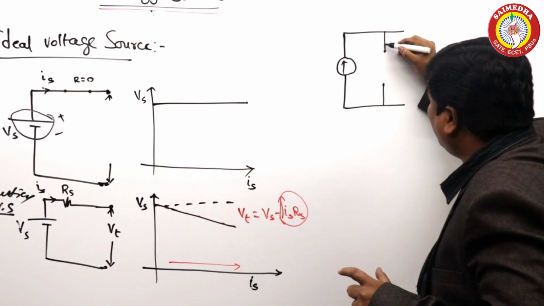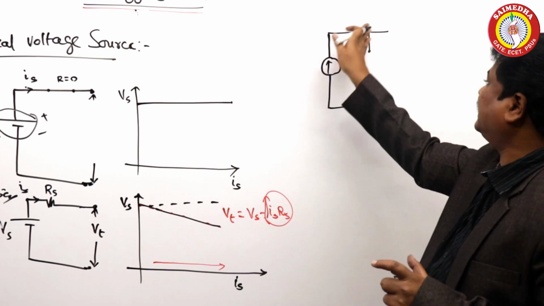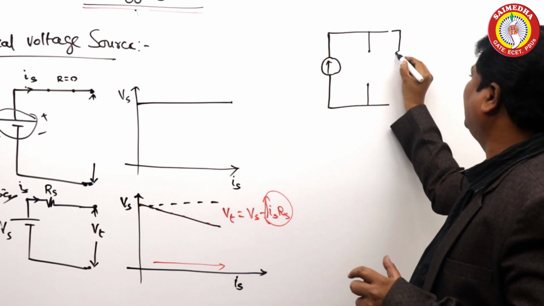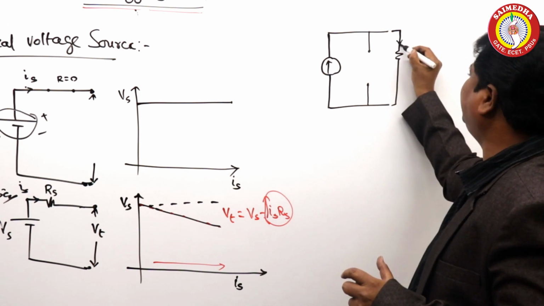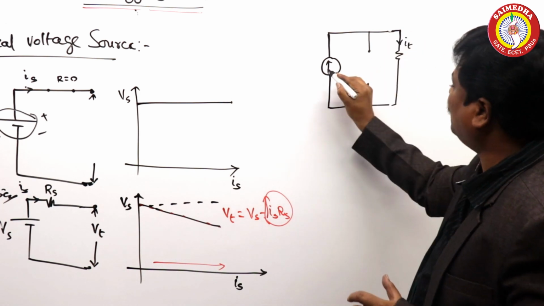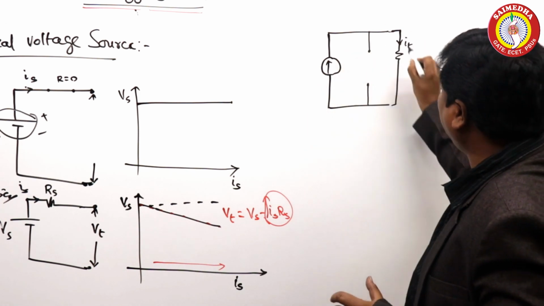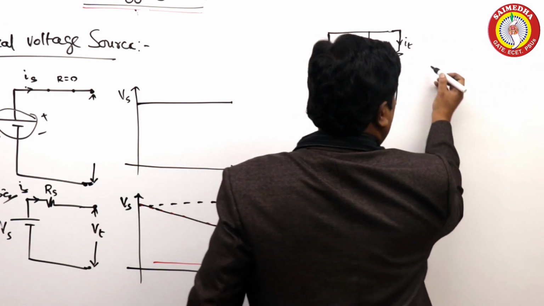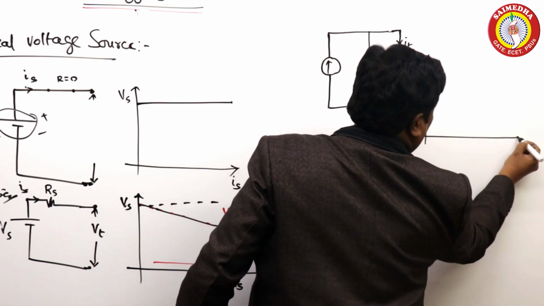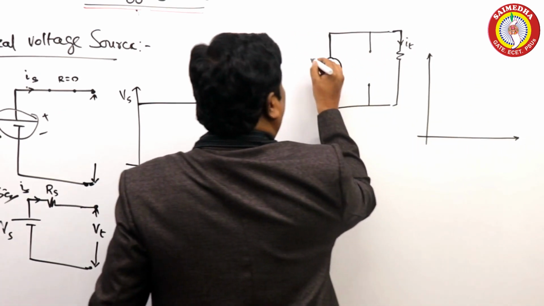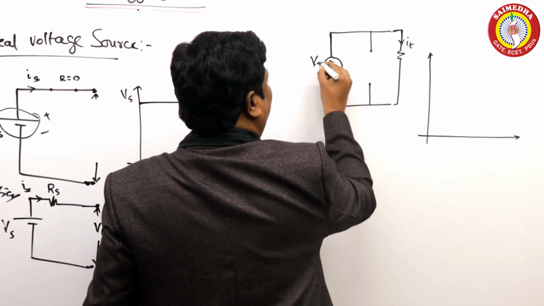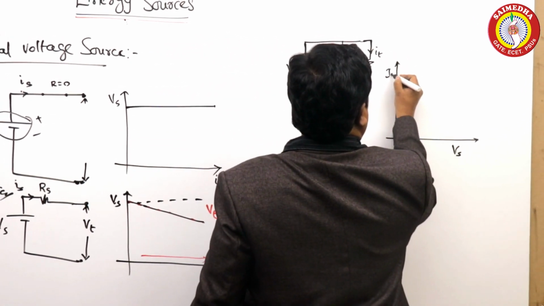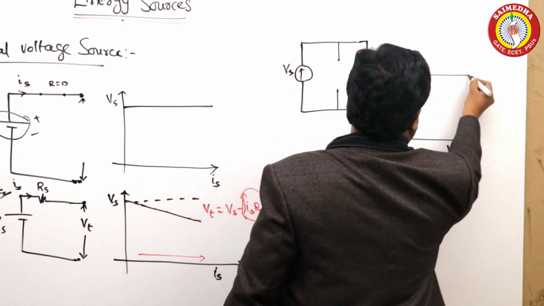No current will drop inside. The entire current will pass through the load only. This is what gives you the resultant current IT. Whatever the current is here, the entire current will pass through this one. So if you see the characteristics of this one, when the voltage across it is Vs, if you vary Vs, Is is constant. This is what it is, a constant.